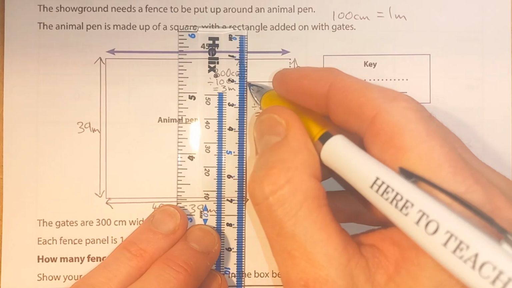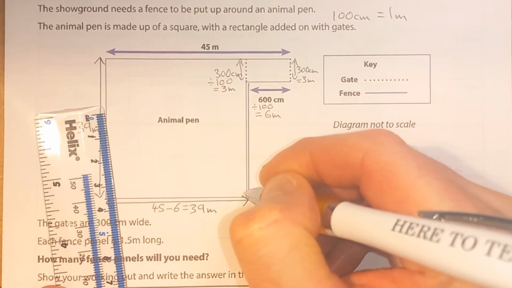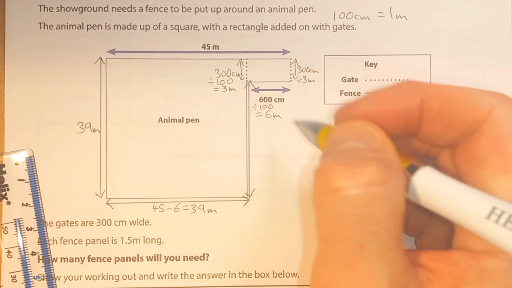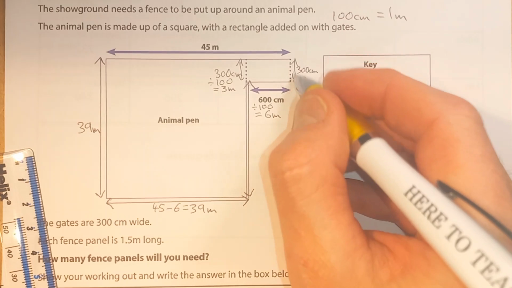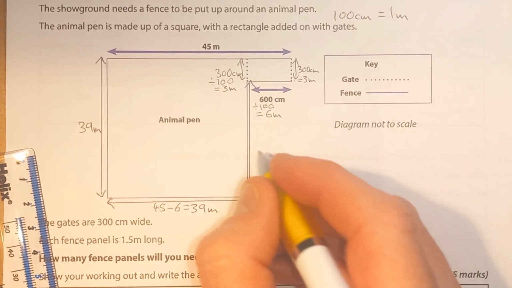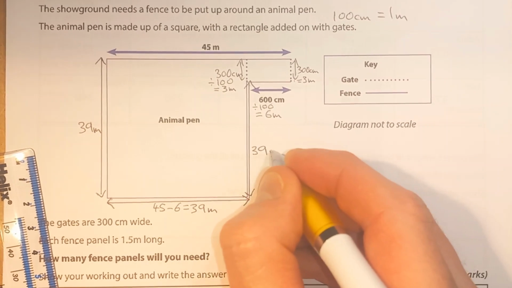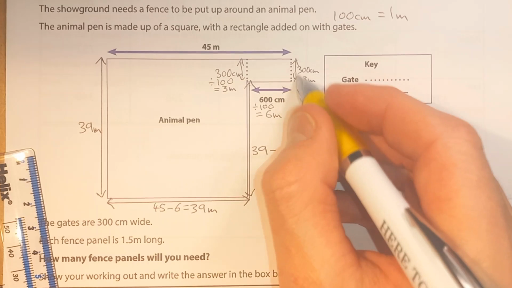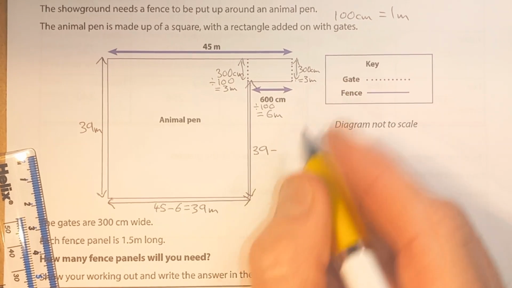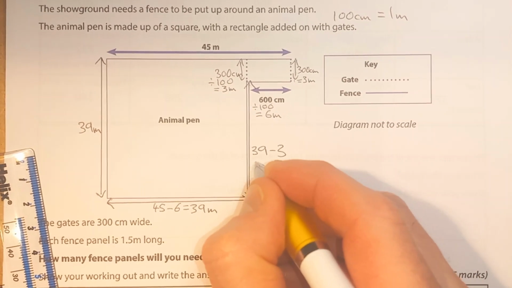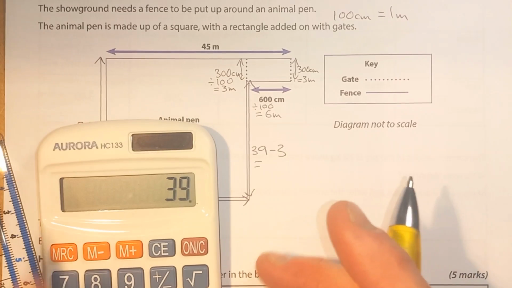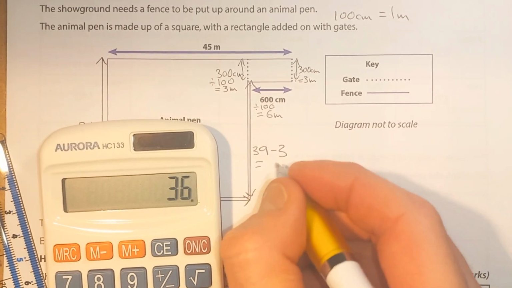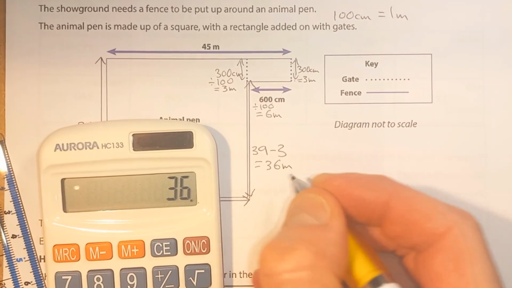Now, this length we need to work out is not going to be the same because we've got this bit of gate that we don't want. So in other words, this is going to be 39, but less the width of the gate, which is 3 metres. So 39 minus 3 is going to be 36 metres.